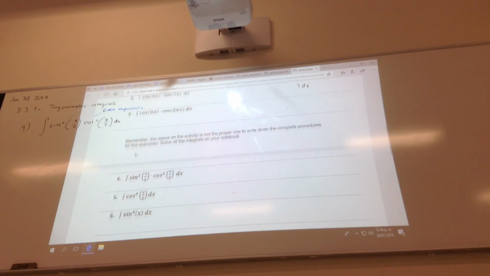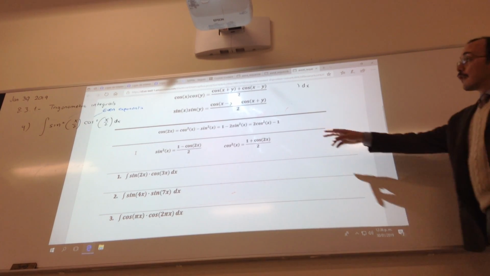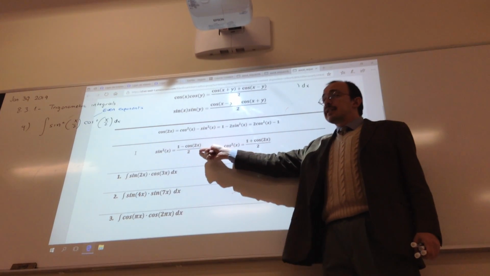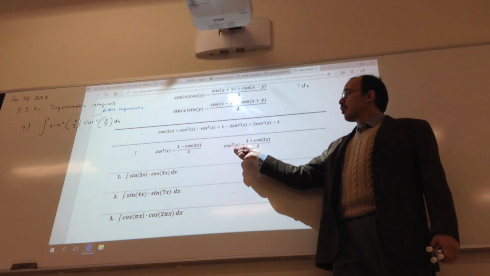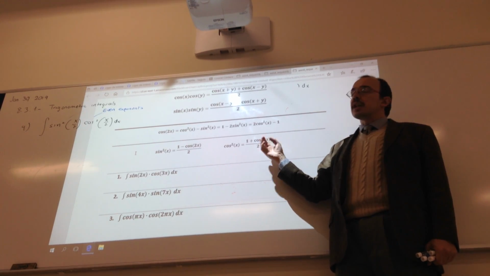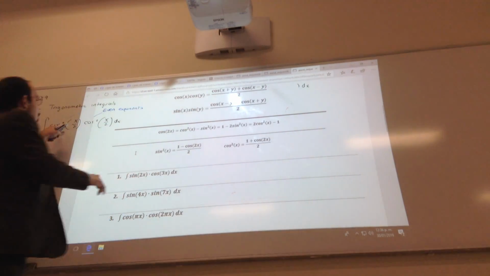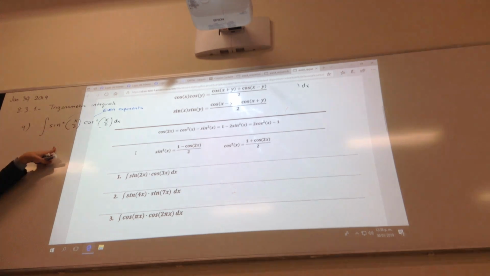You cannot use the other one. For those where you have even exponents, we're going to apply these two identities. Sine square of x becomes 1 minus cosine of 2x over 2, cosine square of x equals 1 plus cosine of 2x over 2. To do what? To rewrite. The idea is to lower the powers to exponent 1, to power 1. To do what? To apply the formulas.